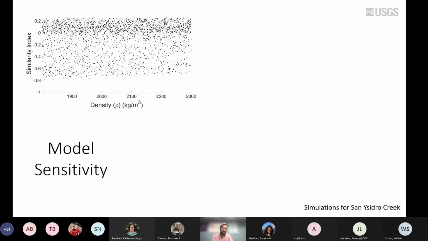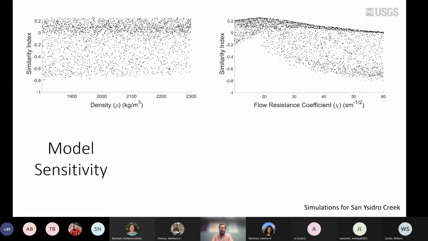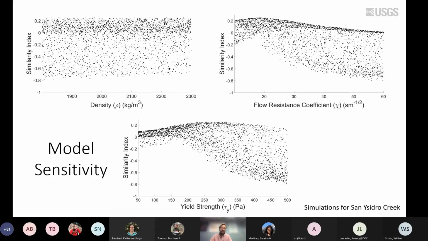But we don't see this lack of correlation with either the flow resistance coefficient or the yield strength. We see here that there are values of the flow resistance coefficient and yield strength that result in better similarity index values than others. However, we do see that there's still a lot of spread, which suggests that these input parameters are not working on their own, but rather in conjunction with one another.